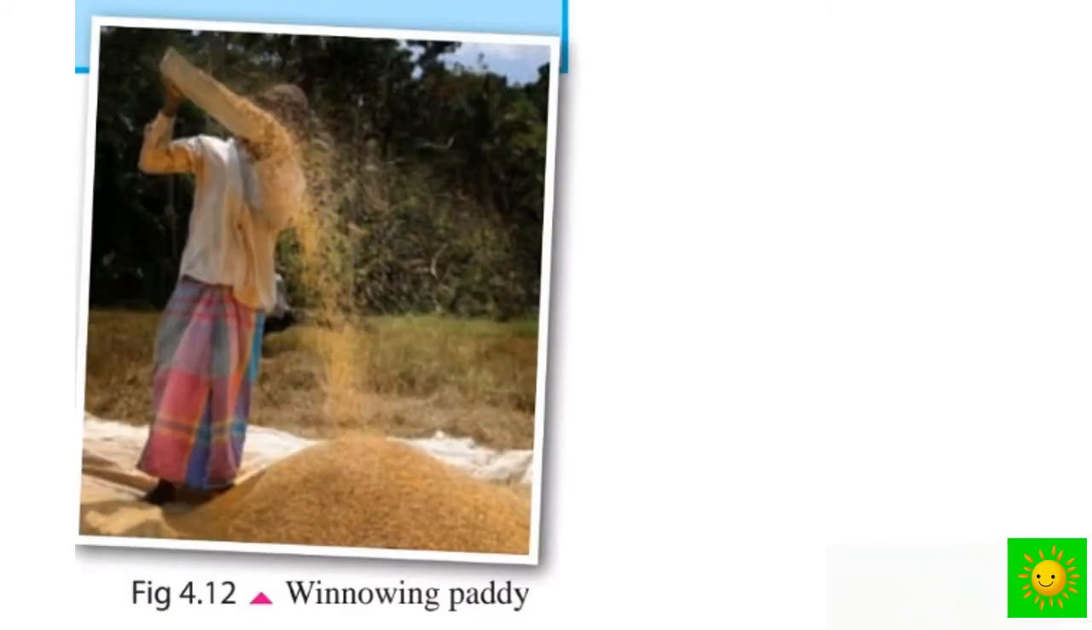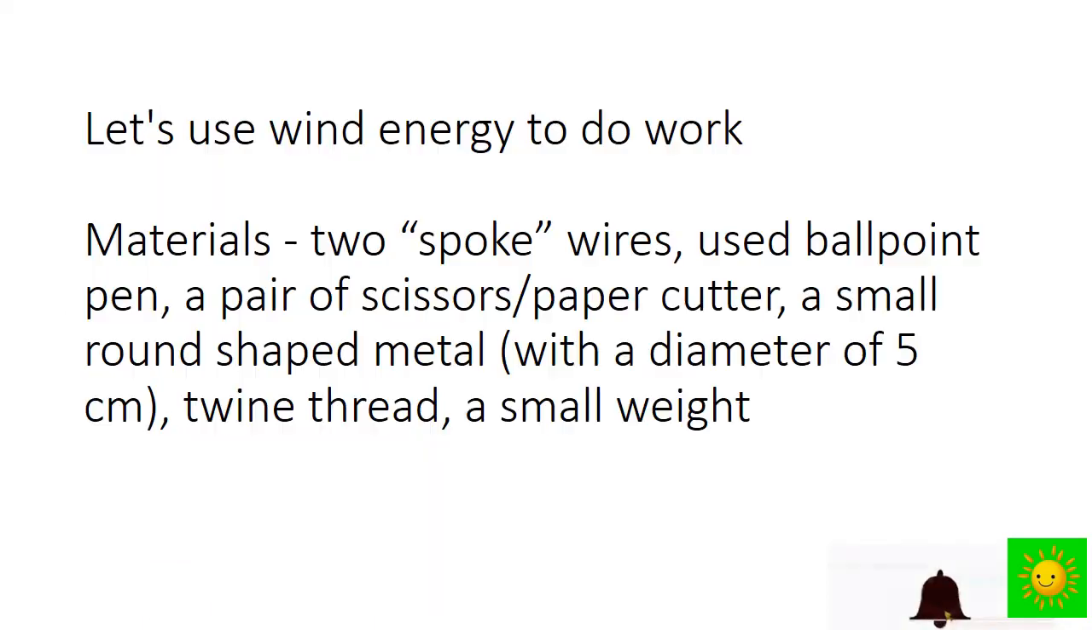Next energy type is wind. Have you seen how farmers separate unfilled or half-filled rice grains from the harvest? Wind power is used for this purpose today in rural areas. Wind power can be used to dry different materials. Let's do a simple activity to use wind energy to do work. You will need these things.